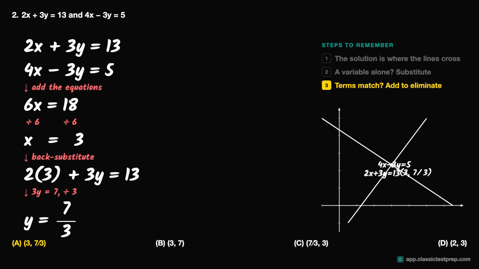Let's take a look at what this actually means. If we graph our two lines on the xy coordinate plane, you'll see that they cross at the point x equals 3, y equals 7 over 3. This is all systems of equations really mean.